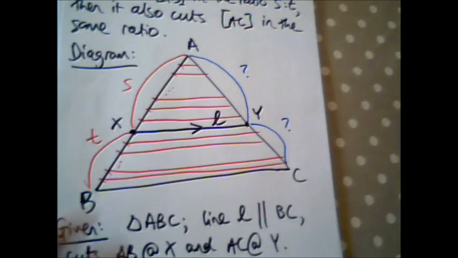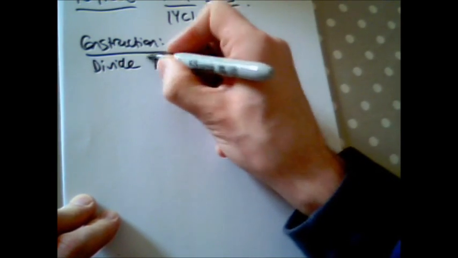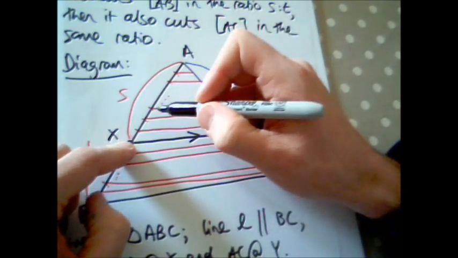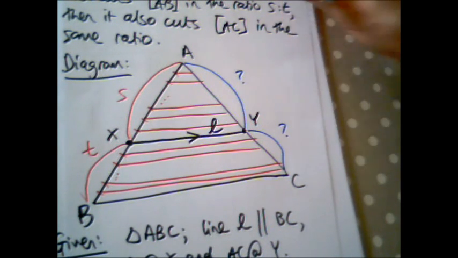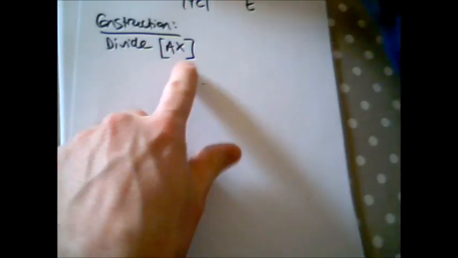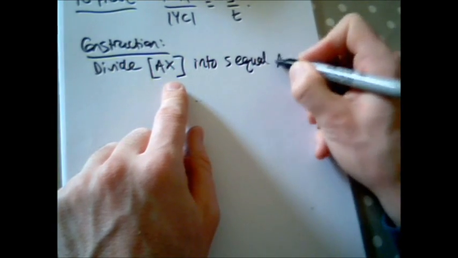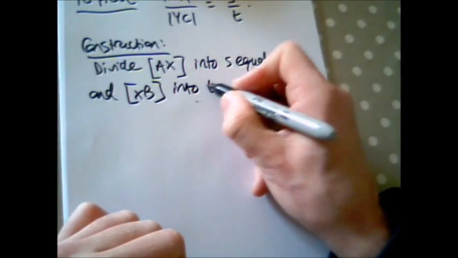So let's write down the construction. So the construction is we divide [AX]. Now it's important to put the square brackets on that there, because we just want to divide the bit of the line between A and X into S bits. We don't want to divide the whole line, remember, it goes on forever in both directions. So we don't want to go dividing that into S equal bits, because we can't, because each bit would have to be infinitely long. We'd have difficulty drawing it. So we only want to divide the bit from A to X, so that's why we do the square brackets around it. That means the line segment. So we divide the line segment AX into S equal parts, and we divide the line segment XB into T equal parts.